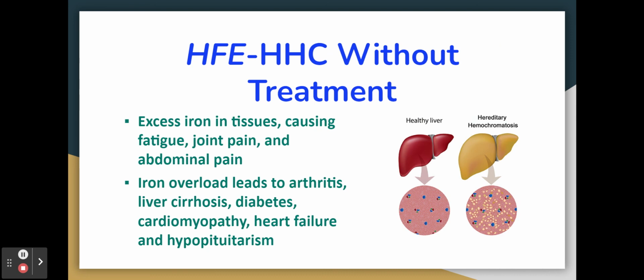Without treatment, you can get excessive iron in the tissues. We already talked about fatigue, joint pain, abdominal pain. But the bad stuff is that eventually these iron deposits will lead to defects in the pancreas with insulin secretion, liver function, and heart failure. You can see hypopituitarism, which will kind of mess with a lot of different hormones. Arthritis, obviously, if you have iron deposit in your joints, it's going to help them degenerate faster. But cardiomyopathy would be the most serious complication of that.